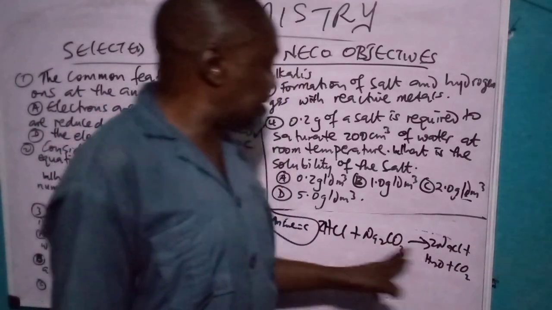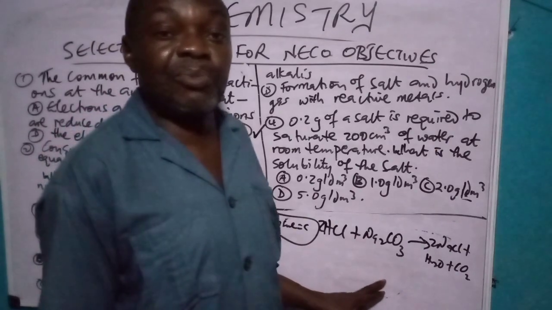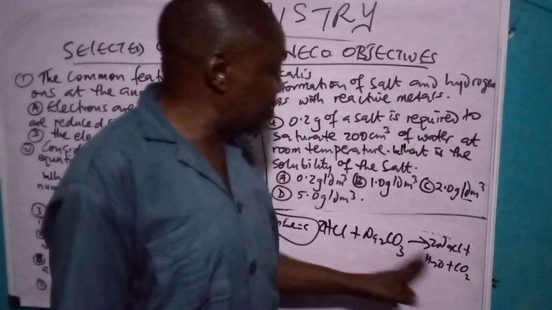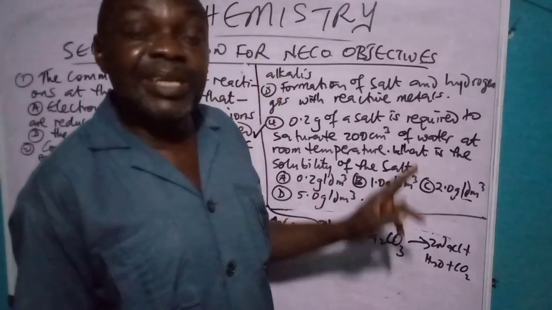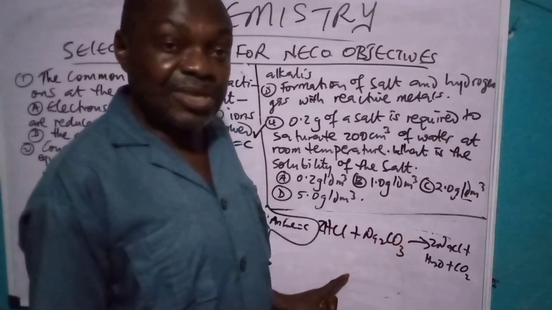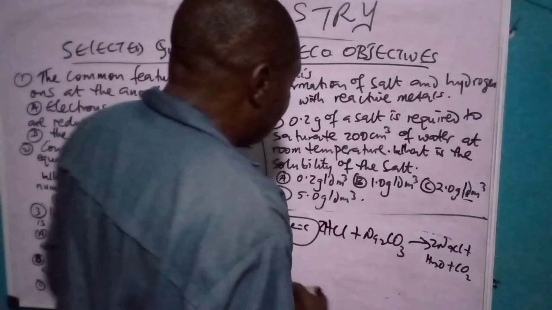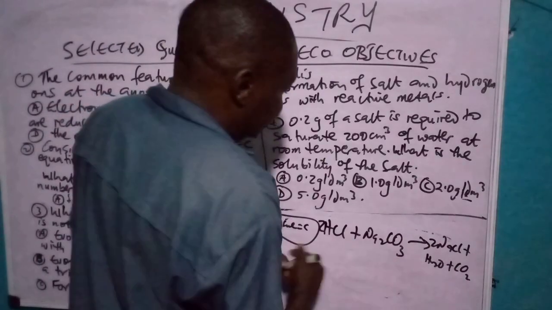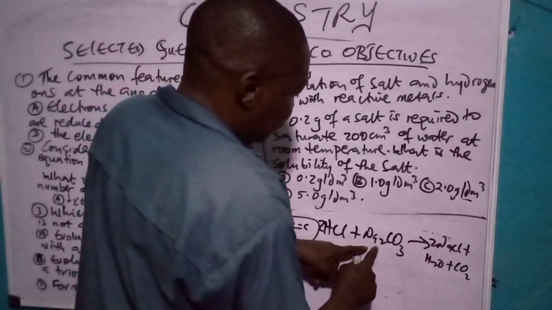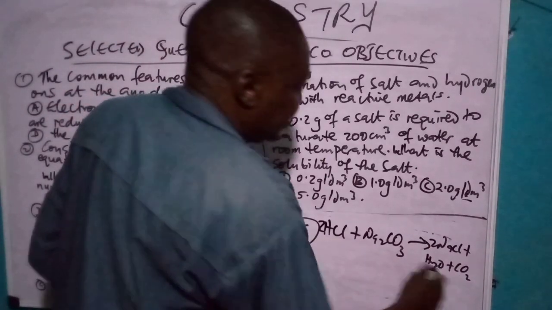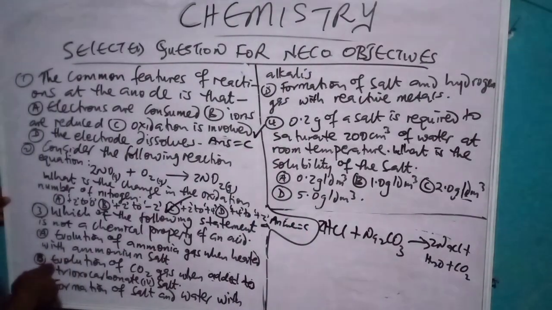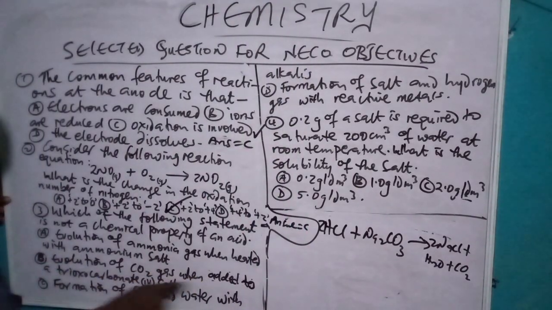So by the time you shift it to this side, it means your equation is no more valid. You have carried the product to the left hand side, and it's only reactants that are permitted to be written in the left hand side. Please don't forget that. So you see this, it produces sodium chloride plus carbon dioxide plus water. So this option B, evolution of carbon dioxide gas when added to it, is not acceptable.